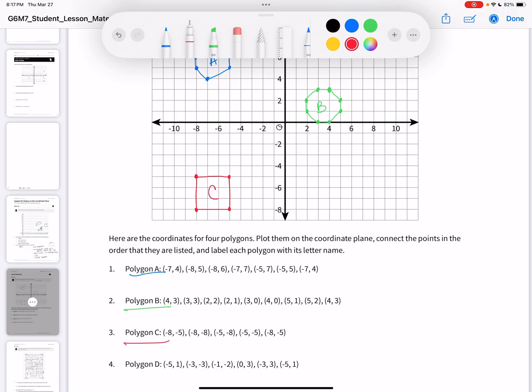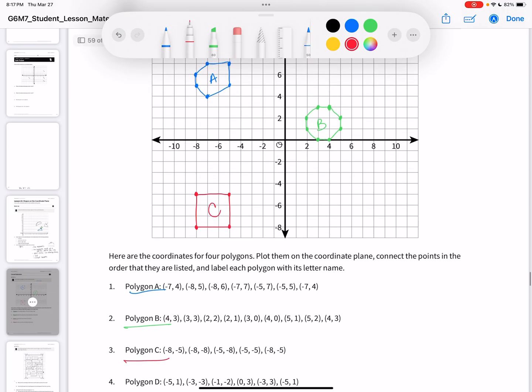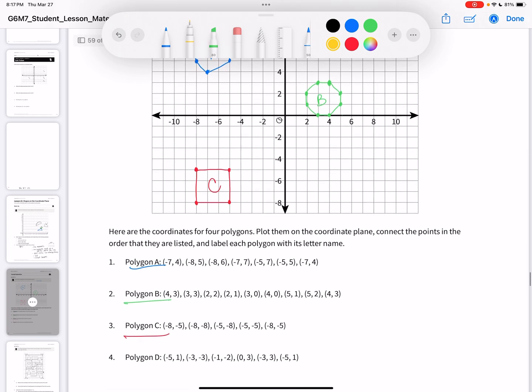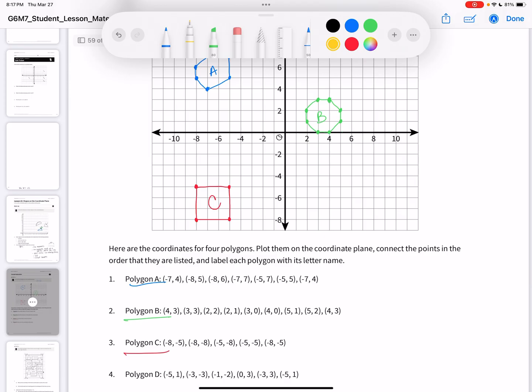And that is polygon C. And then polygon D, we're going to do in yellow. And that is -5, 1. So we're going to go to the left 5 and up 1, right there. Then we have -3, -3, 1, 2, 3. So to the left and then down.